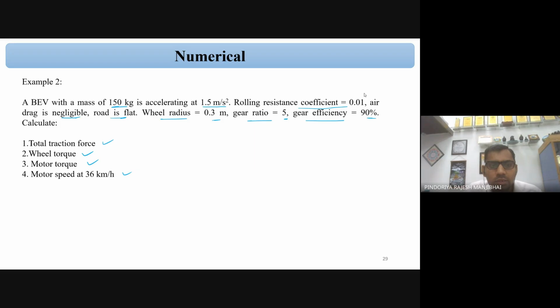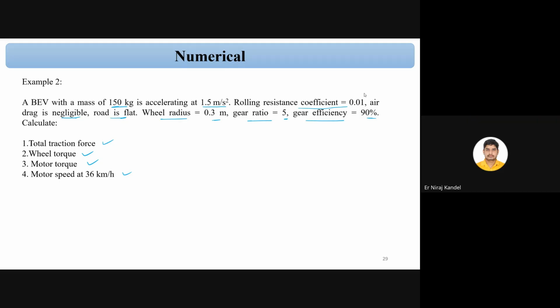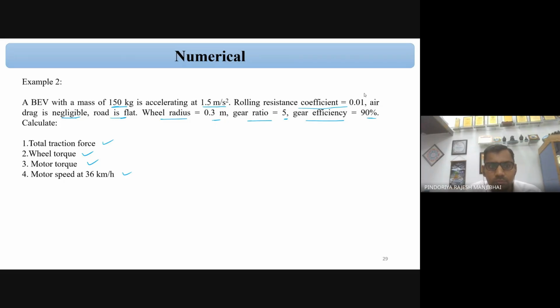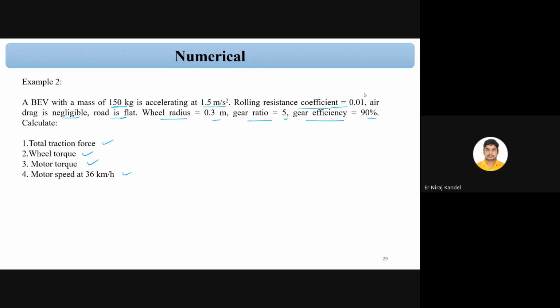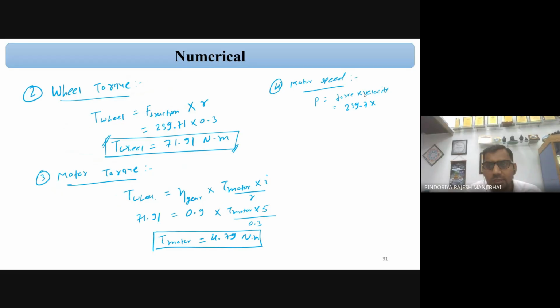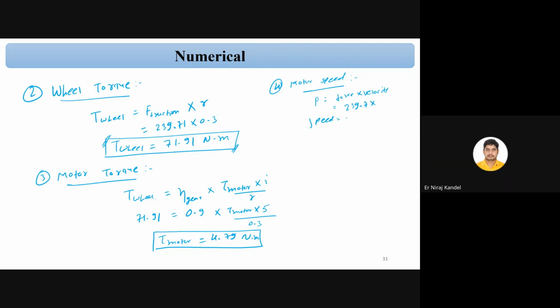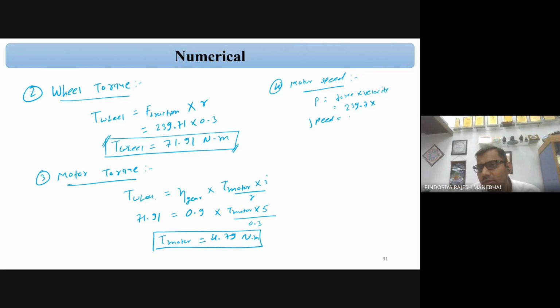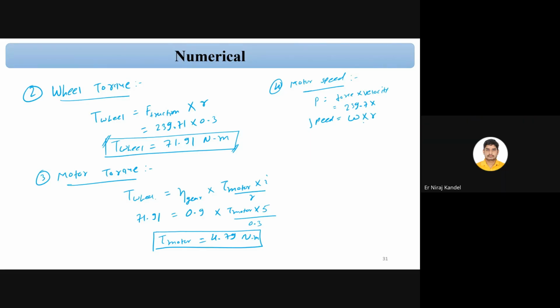So your vehicle is running at 36 kilometer per hour, correct? So during this time, what is the speed of the motor? The speed of motor is measured in RPM, sir. Yes, it is RPM. Then the formula can be velocity is equal to omega r. Velocity, V speed is equal to omega into R. Yes, sir.